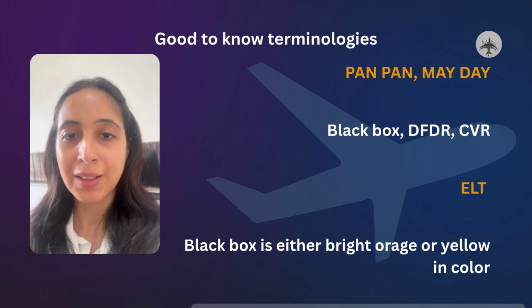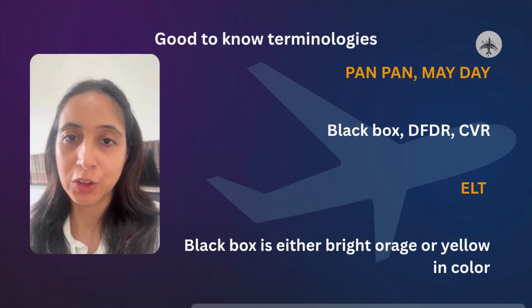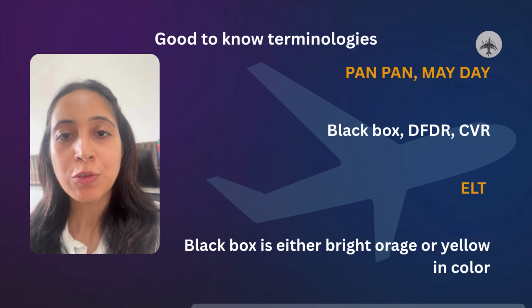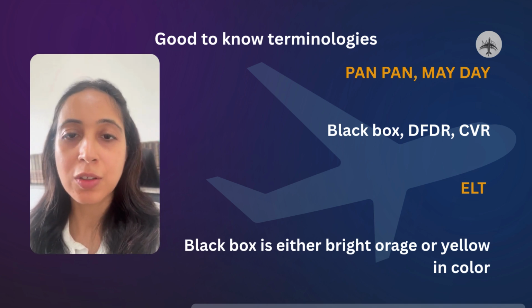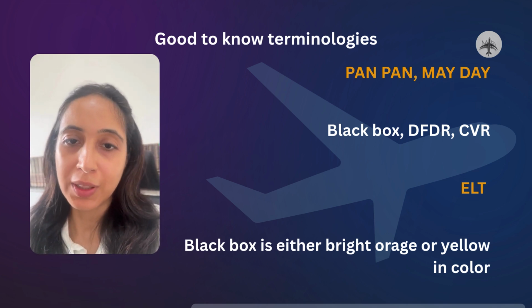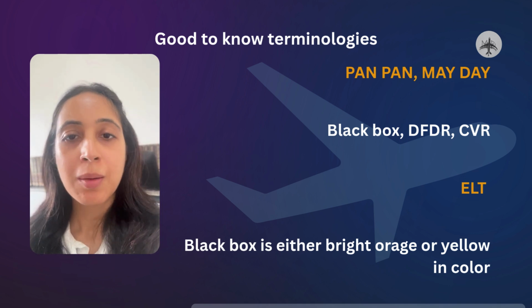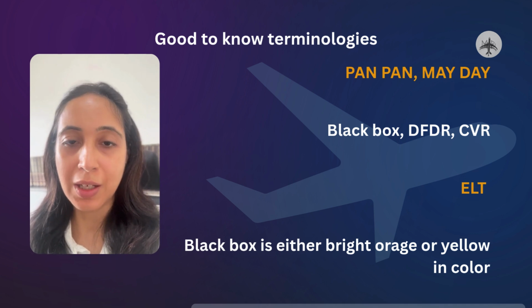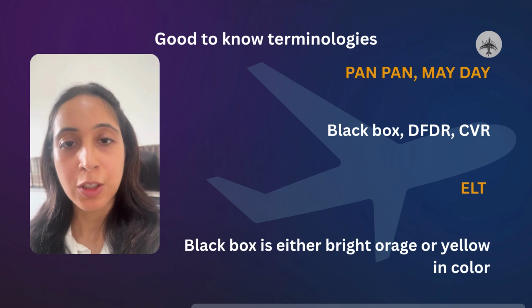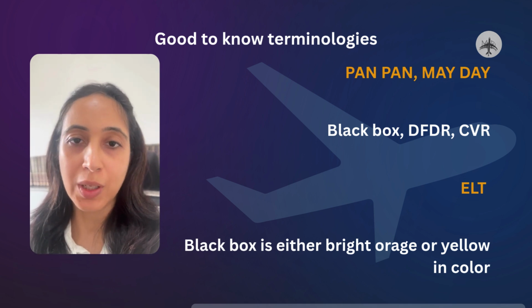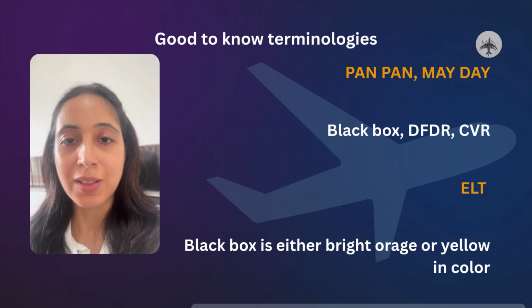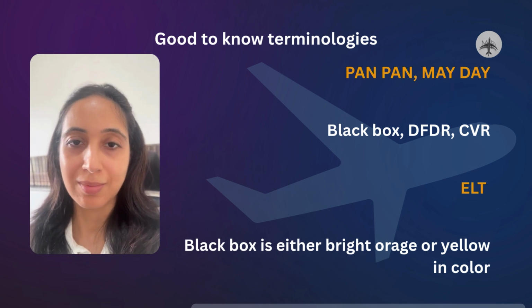Black box, unlike its name, is actually bright orange or yellow in color. It consists of two components, flight data recorder and cockpit voice recorder. Before we understand more about these recording systems, let's understand few facts about black box. Black box is so designed that it can withstand extreme heat and pressure. It is usually bright orange or bright yellow in color that makes it easy to identify in between wreckage.